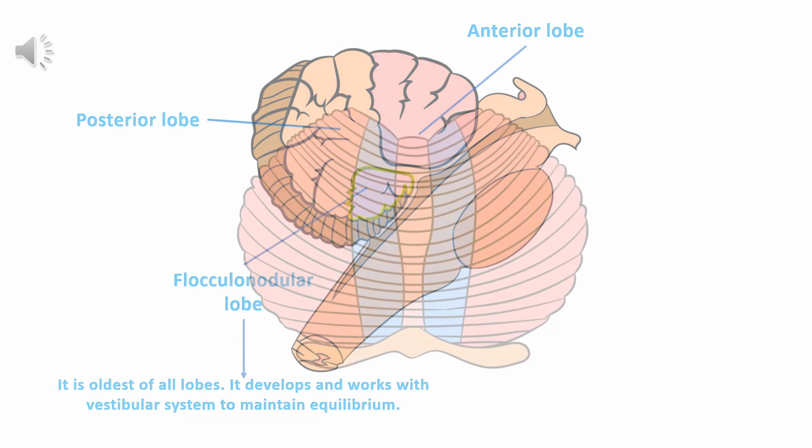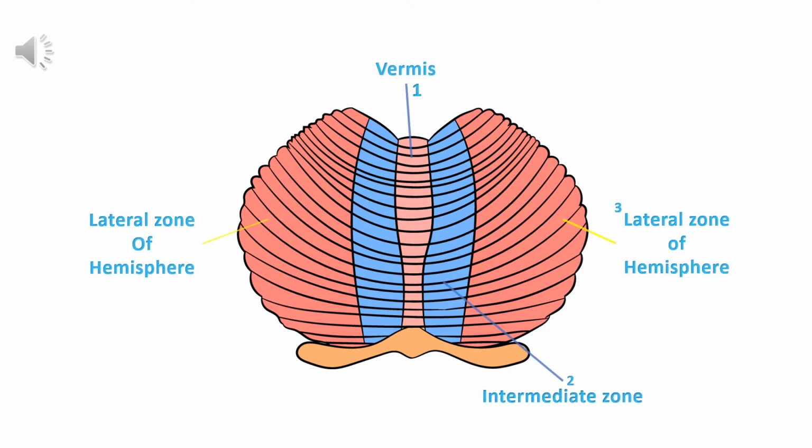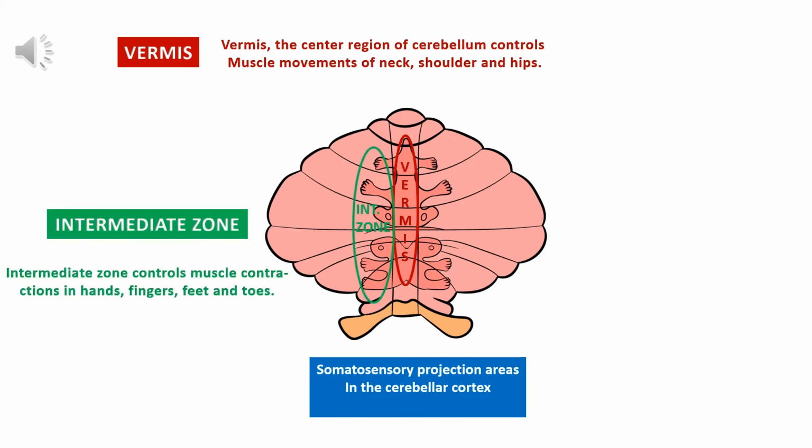Each hemisphere in the cerebellum is comprised of three functional parts. The first one is vermis, that is located at the center. The second one is the intermediate zone, and the third one is the lateral zone. Vermis is basically responsible for the control of muscle movements of neck, shoulder, and hips. Intermediate zone controls muscle contractions in hands, fingers, feet, and toes.